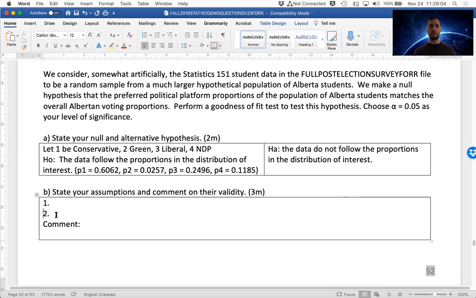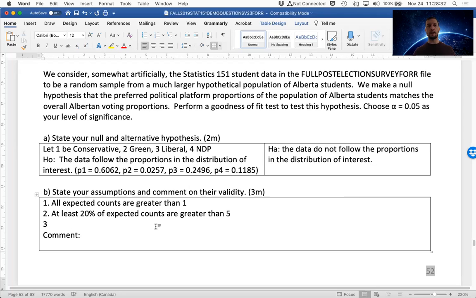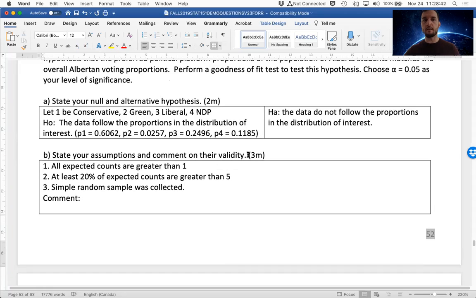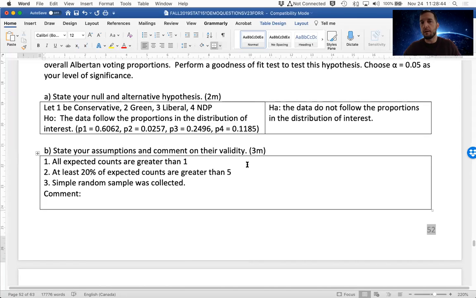Okay, state the assumptions and comment on the validity. Okay, the first assumption is that all expected counts are greater than 1. The second is that at least 20% of expected counts are greater than 5. And 3 is that a simple random sample was collected. Okay, so the next thing we have to do is actually work out what these expected counts are, because that's the only way for us to comment on the validity of them.